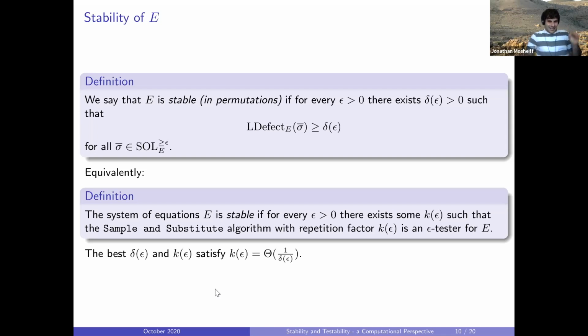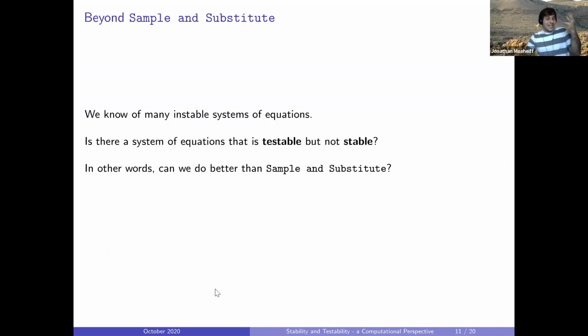Yeah. So the crucial thing to note here is that stability is equivalent to being testable by the sample and substitute algorithm, but not in general. So exactly the natural question, right?